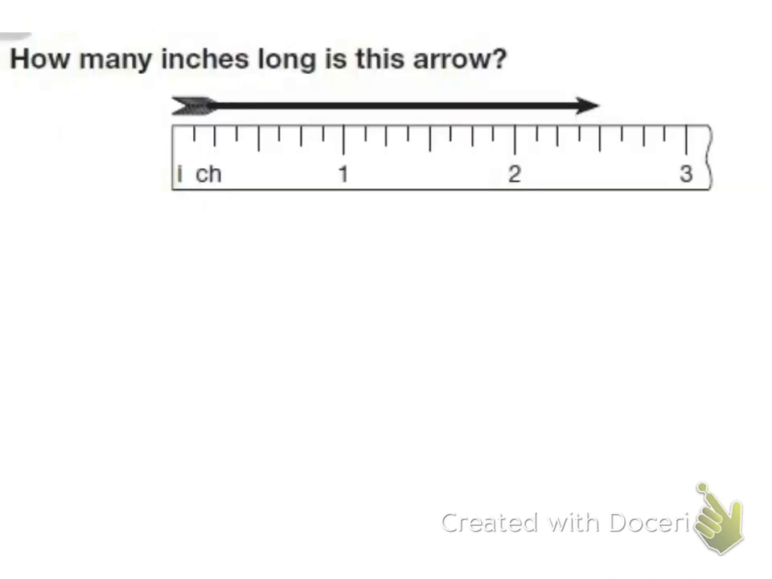Okay? So this asks how many inches long this arrow is. Well, you can see that we go to at least the 2-inch mark. So it's going to be 2 inches plus some more. So remember, each of these marks equals 1/8. So we have 1/8, 2/8, 3/8, 4/8. Okay, so we could say this is 2 4/8.